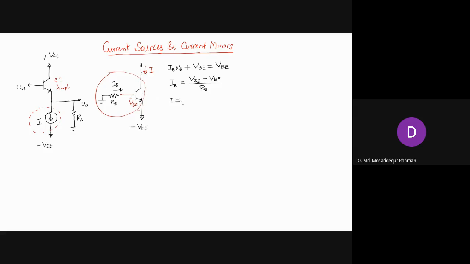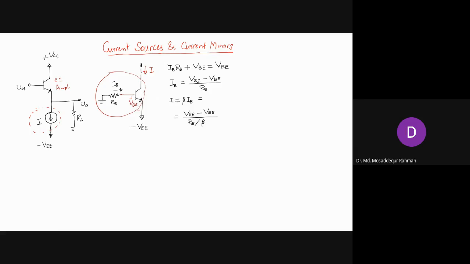So I is equal to beta IB, right? And that we can write here as VEE minus VBE divided by RB by beta. So that will be our current I.